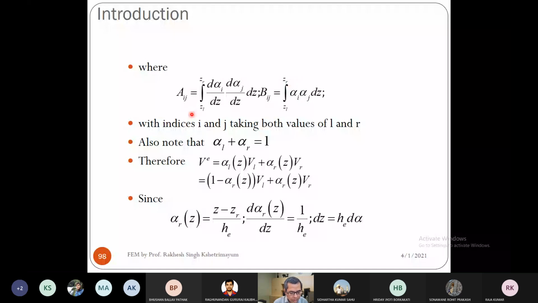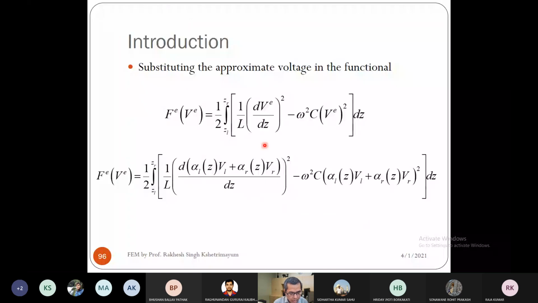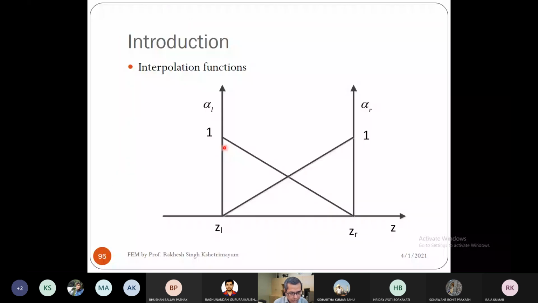So here your i and j can take either L or R. L is left and R is right. And as you know, the interpolation functions have the property alpha L plus alpha R is equal to 1. You can also see it from this diagram here. This diagram shows that this alpha L is having a value of 1 here, and this alpha R is having a value of 1 here. You sum them up, it will be 1 everywhere.